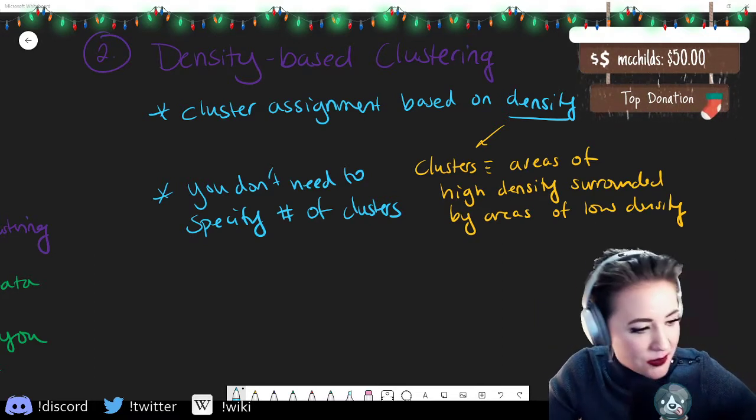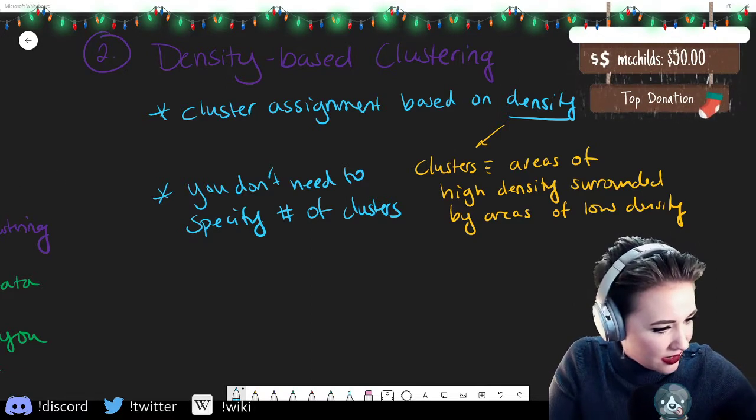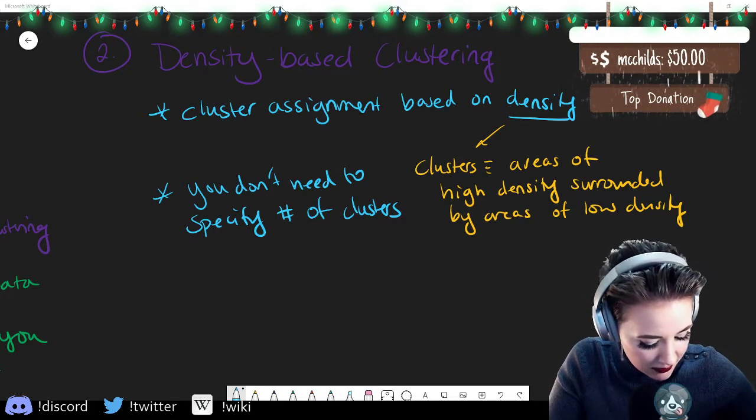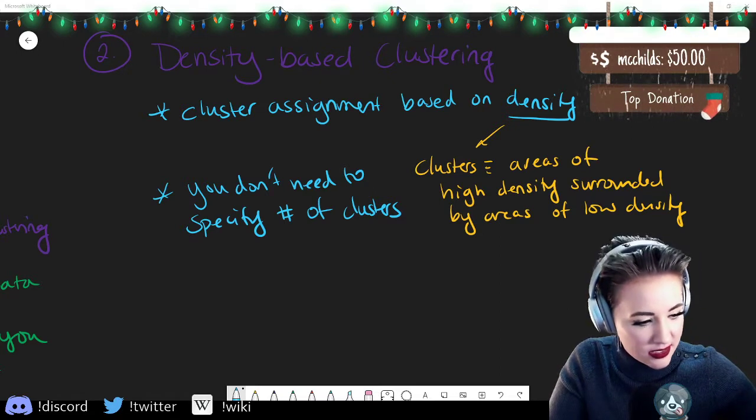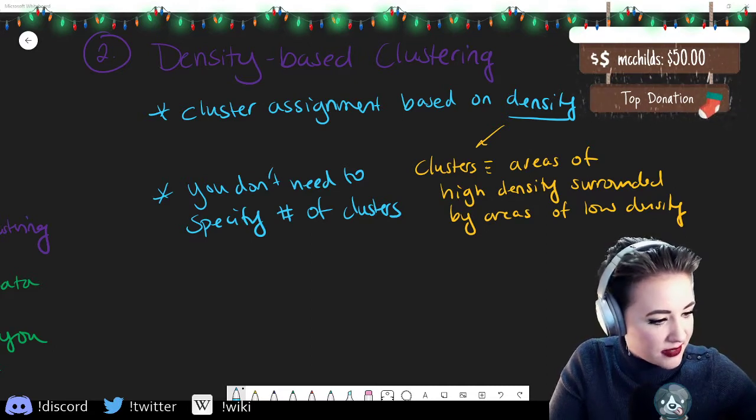Trying to catch up on chat so we can also get back to density-based clustering, which is what we're trying to be doing here. I do like the Arabic language. I majored in North African linguistics in college, so French and Arabic. I miss it desperately.